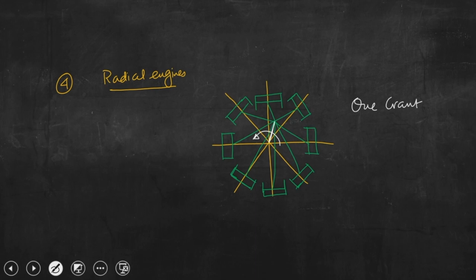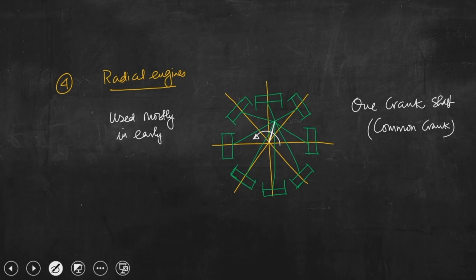So, radial engine has one crankshaft, and that is common to all cylinders, and this particular engine, radial engine, is used mostly in early aero engines, this type of arrangements.